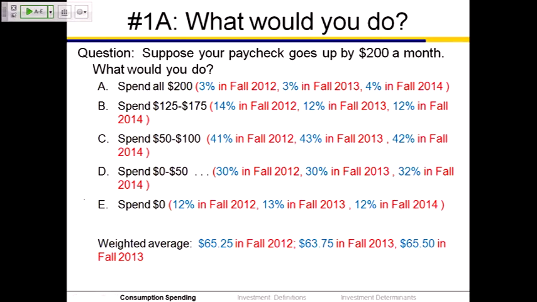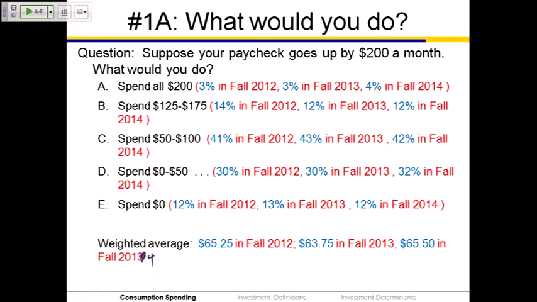And what we see when we've got a sample, in this case of 700 people, is pretty stable behavior over time. It's pretty amazing. And so the weighted average in terms of how much additional spending there'd be out of that $200 was $65 in fall 12, $64 in fall 2013, and $66 on, whoops, this should be a 4, on Monday. Pretty stable responses. Amazing stability.